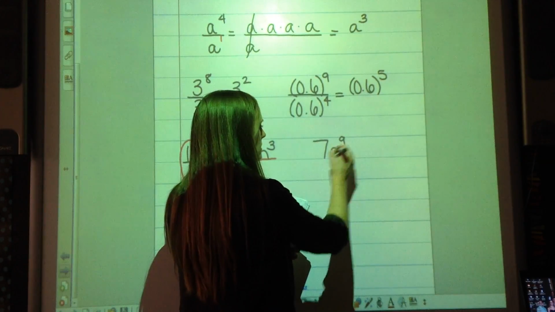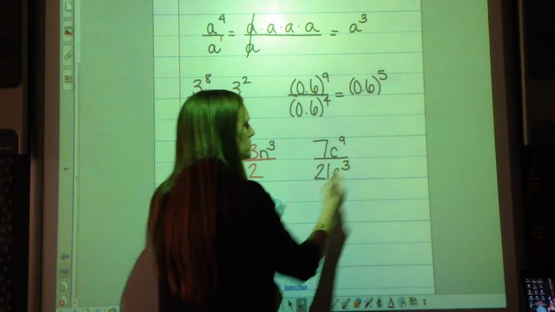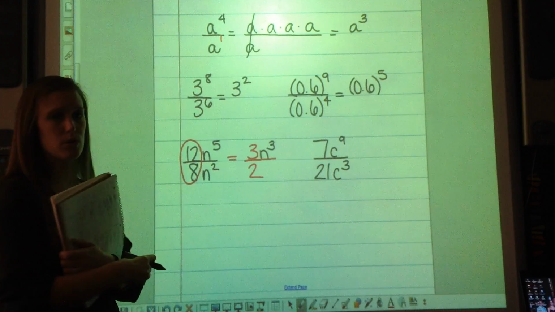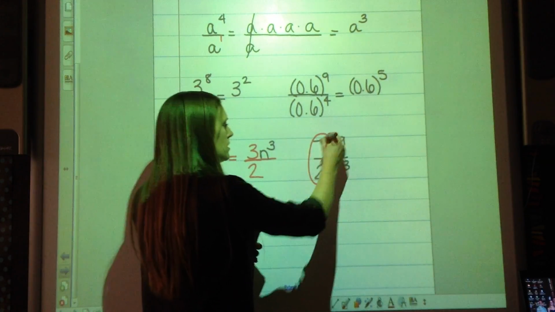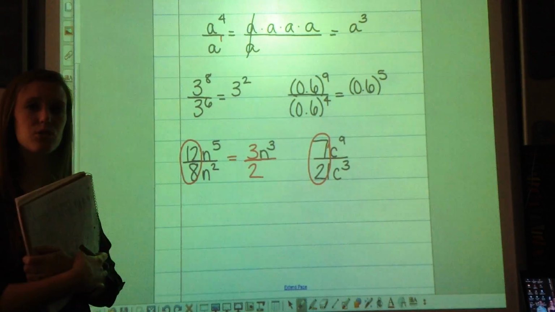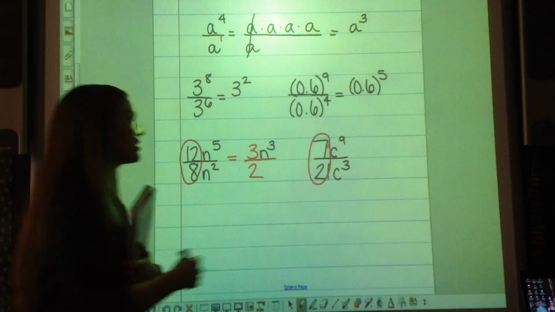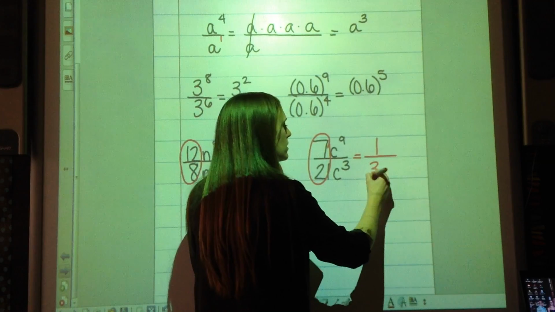C to the 9 over 21c cubed. Same idea here. I'm going to work with the coefficients, and then I'm going to work with the variables. So let's start with the coefficients. 7 over 21 is a fraction which I can reduce, and I see that they have a 7 in common, so I'm going to divide a 7 out of both of them. I have 1 over 3.